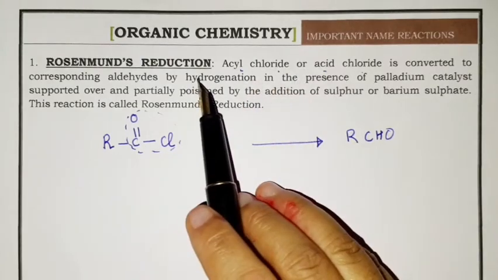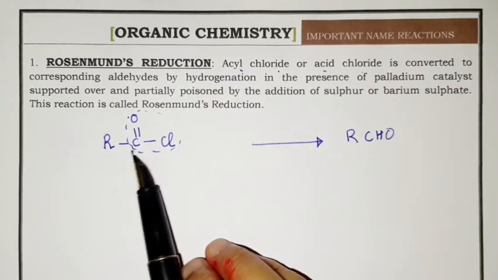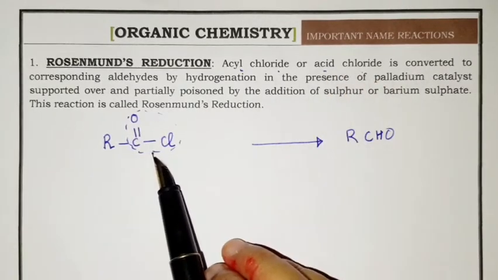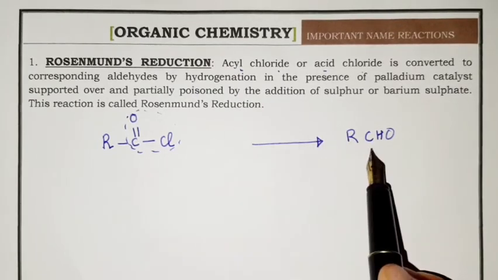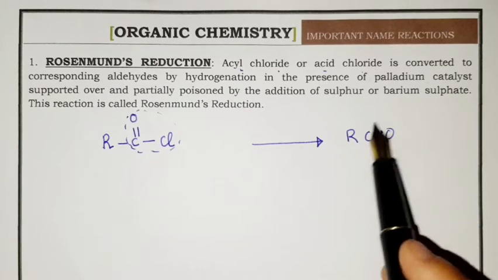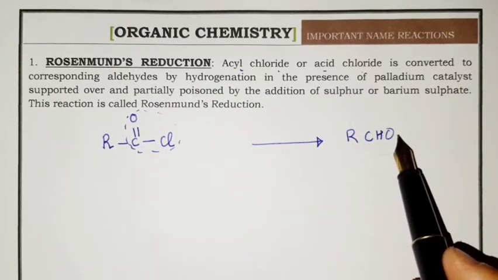So in Rosenmund reduction, acyl chloride, RCOCl or acid chloride, is converted to the corresponding aldehyde with the same alkyl group, the same number of carbon atoms. Your aldehyde group is CHO. So what is converting here? COCl will get converted to CHO.